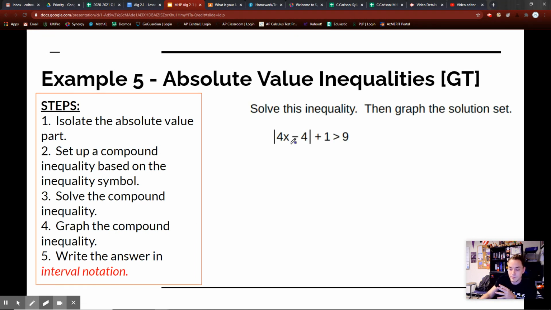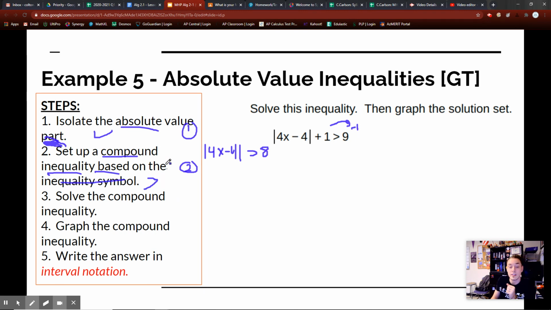What do I have here? First of all, it's not isolated because of this 1. So I need to move the 1 over to the other side. This is my first step. So I have the absolute value of 4x minus 4, and then greater than, notice the sign, I move the 1 over, so that means it is 8. Now that my absolute value part, this whole section, is by itself, I can jump to step 2. What is step 2? Set up the compound inequality based on the inequality symbol.